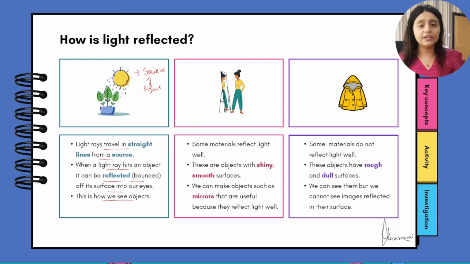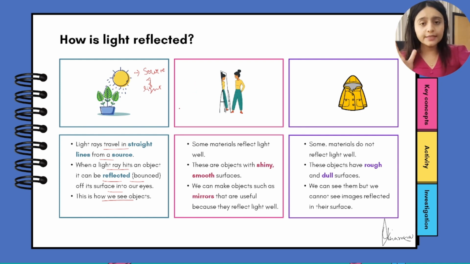Certain kinds of materials present in our surroundings are such that light never reflects, never bounces back from them. So we are going to study three different materials to see how light reflects on different kinds of materials.